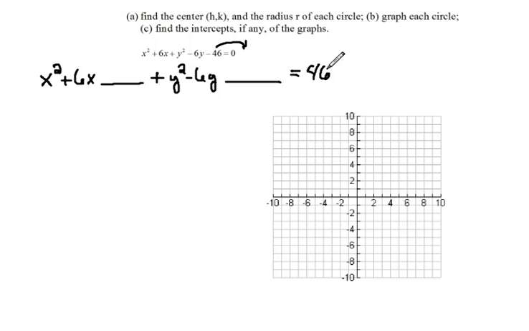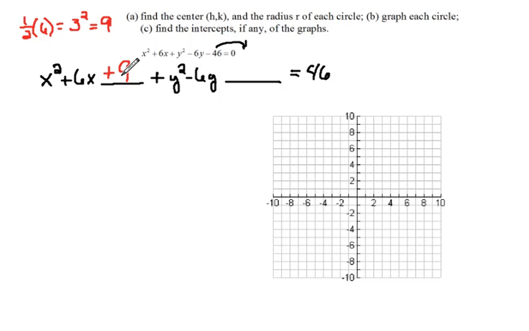Now remember, our goal in completing the square is to create a perfect square trinomial. And we do that by always doing the same procedure. We take 1/2 of the middle term. So 1/2 of 6, which would be 3, and then we square it. So that would be 9. That is what we're adding in to make this a perfect square trinomial.